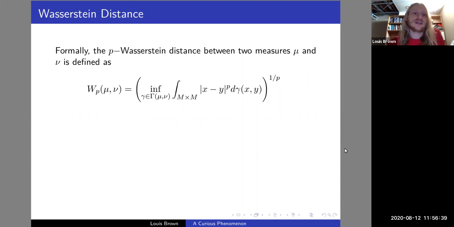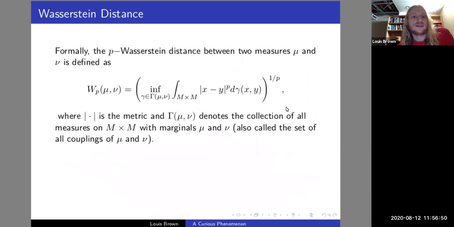So formally, I have to write the actual definition somewhere, the equation. The p-Wasserstein distance between two measures mu and nu is defined as this infimum, where this is the metric on the space. Gamma is the collection of all measures on M cross M with marginals mu and nu, also called the set of all couplings of mu and nu. So we're just integrating over all transport methods the cost it would take.